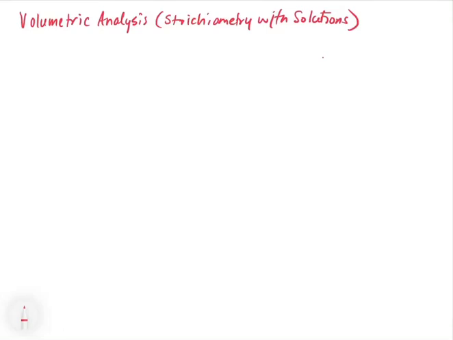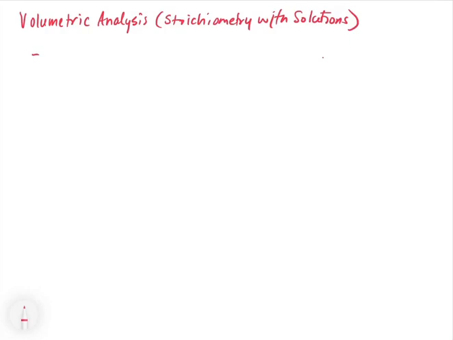In this video, we're going to look at the second major class of problems in quantitative analysis, and these are called volumetric analysis problems. But really what this is, is stoichiometry with solutions. So now we're going to be using the molarity and the concentration and volume of solutions as a new input into our stoichiometry workflow.